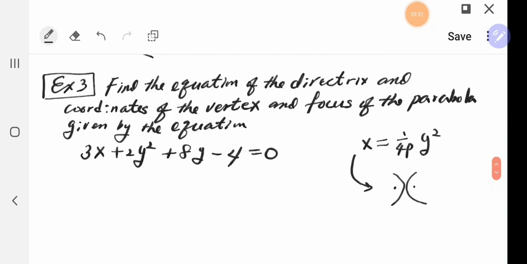So let's factor this equation. Not to factor, but make a square for the y variables. When we do completing the square, do you remember completing the square? Let me write it on the right side.